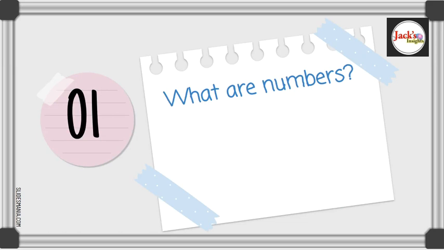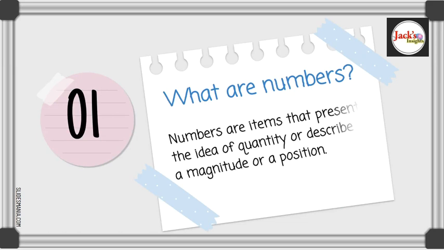So what are numbers? Numbers are items that present the idea of quantity or describe a magnitude or a position. Like for example, when you are counting the number of boys and the number of girls inside the classroom, you are using numbers to describe the quantities of girls and boys inside the classroom. And when you are counting your money, you are using numbers to describe the amount of your money.